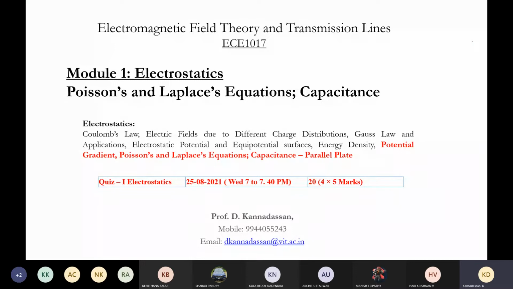It will be around 4-5 more questions, and maybe you'll be working about 10 steps or less than 10 steps in size of numerical problems. And it will be asked purely within the electrostatics, whatever is taught up to that day. So most probably I will complete electrostatics by that time.